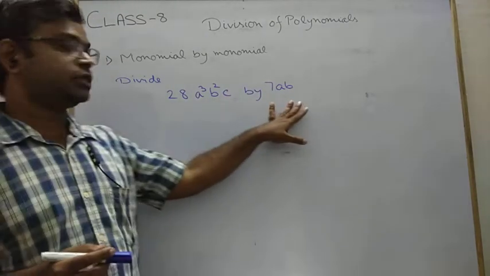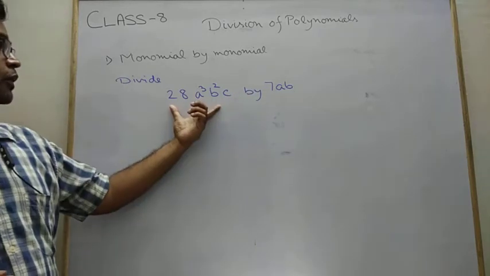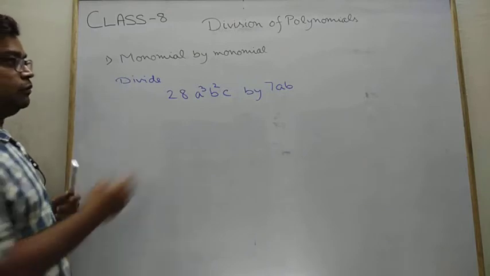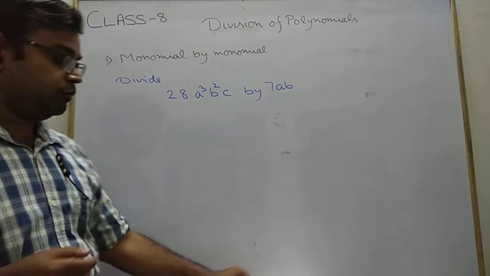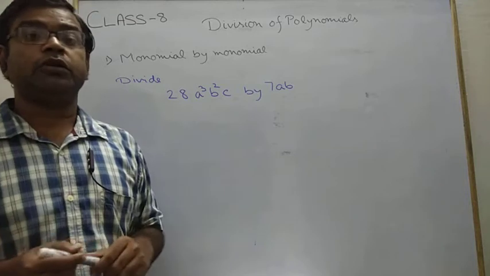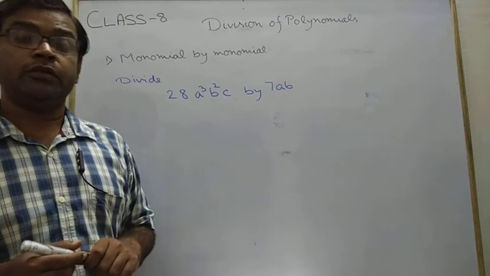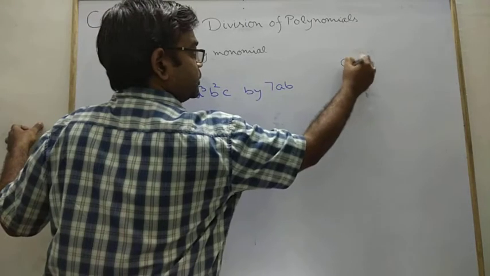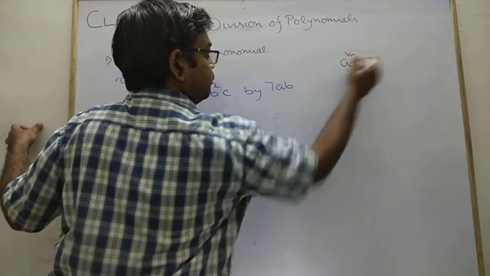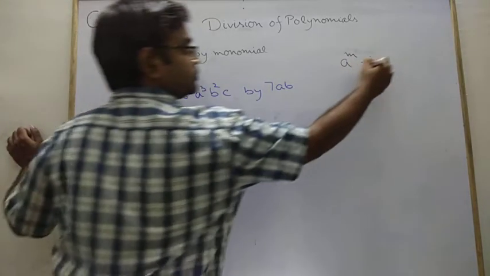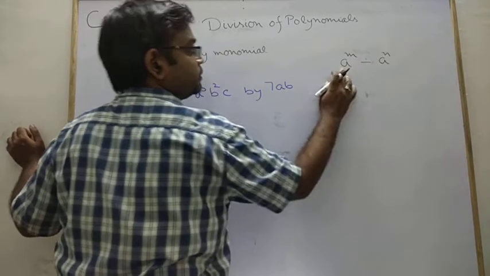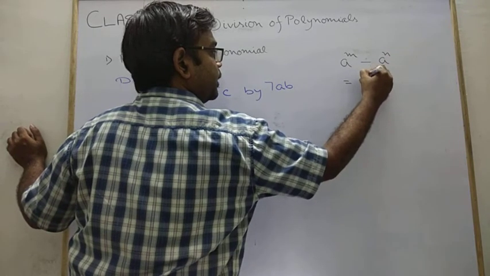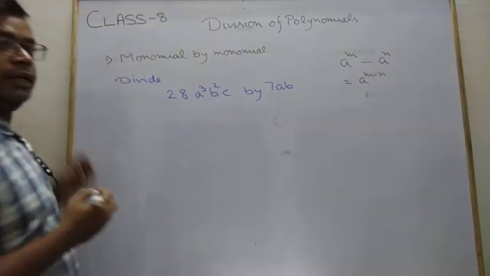So these terms are clear. This is your one term, this is your other term, both are monomials. How do we divide this one? For this we always use laws of exponent of division. What do laws of exponent of division say? If we have the same base with different powers divided, what do we have as a result? As a result, powers must be subtracted.